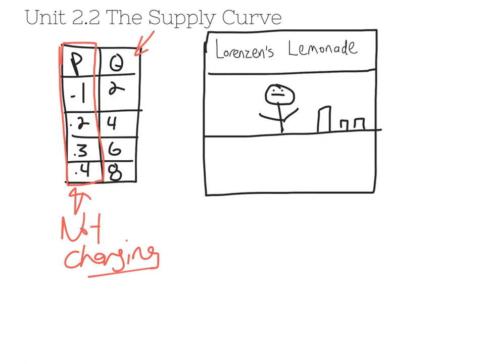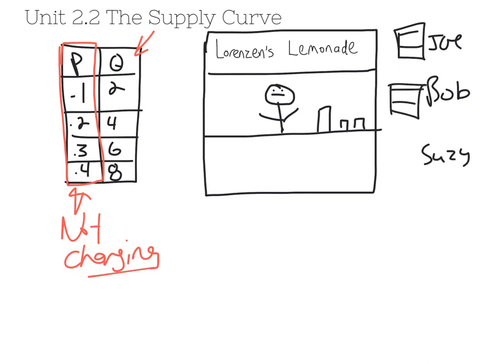So let's say I've got my lemonade stand, and all of a sudden, lemonade sales are picking up, and there's a lot of people that want to sell lemonade. Joe opens his lemonade stand to sell lemonade, and Bob opens his lemonade stand, and Susie opens her lemonade stand. What's going to happen to the amount of lemonade that was provided at $1 before? What's going to happen to it now?